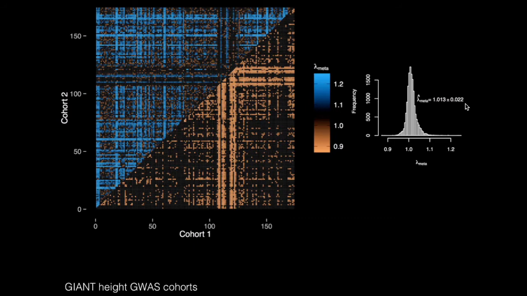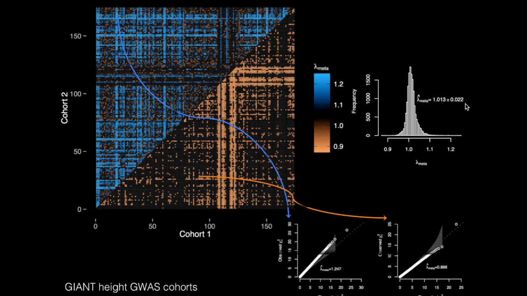In particular, we pick up the largest and smallest lambda meta detected. The largest one is 1.247 and the smallest is 0.886.